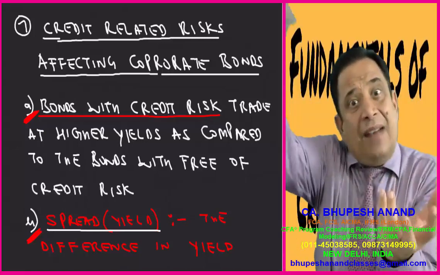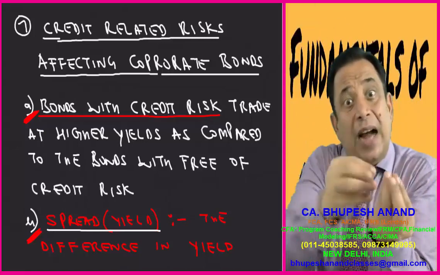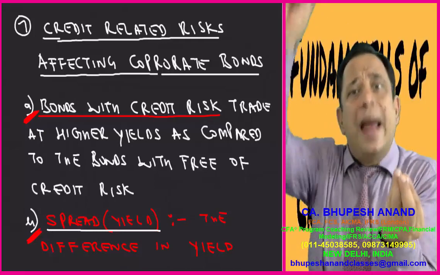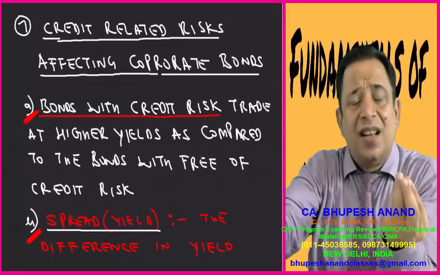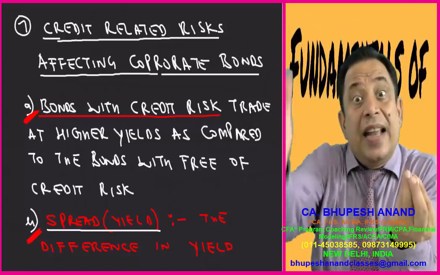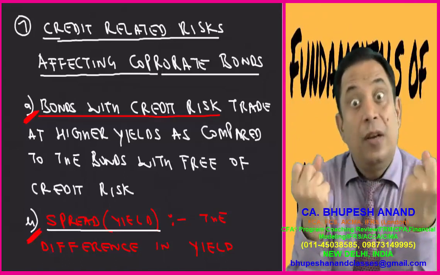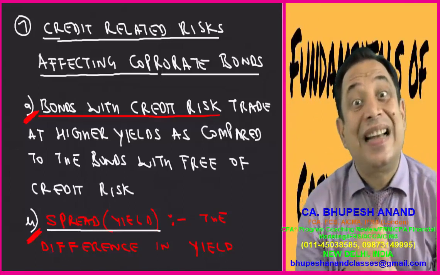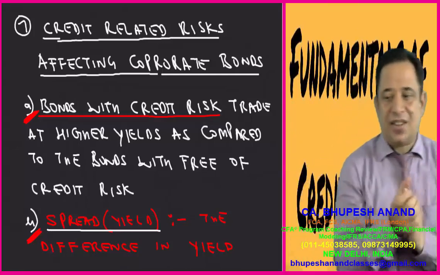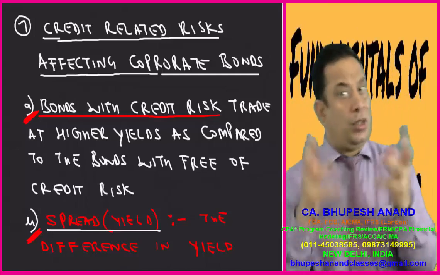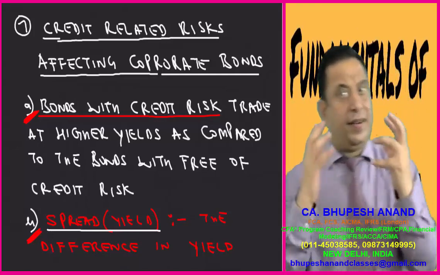At that time, they have this type of credit rating, but after some period, due to some event, due to some happening, the credibility can decline. So today we will be discussing what the credit related risks affecting corporate bonds are. Now there are two types of credit related risks.